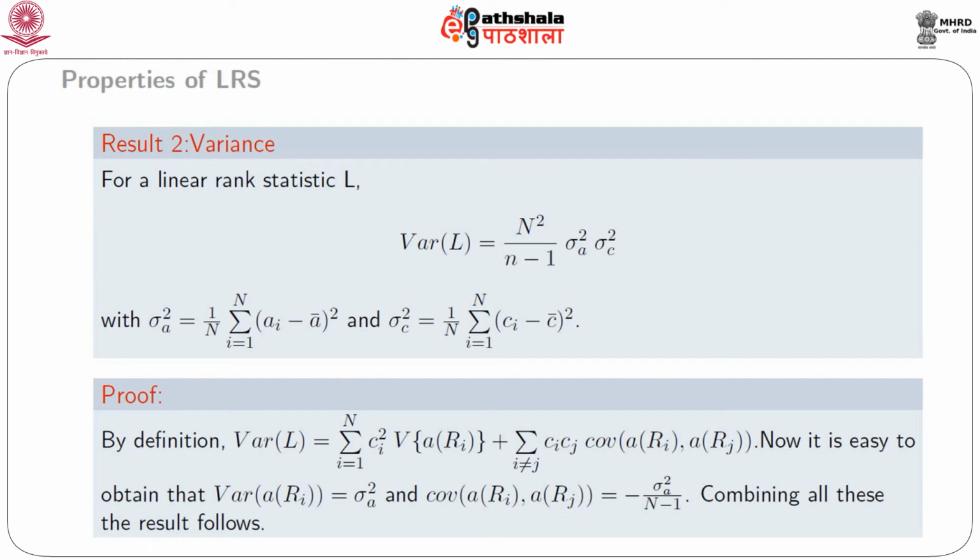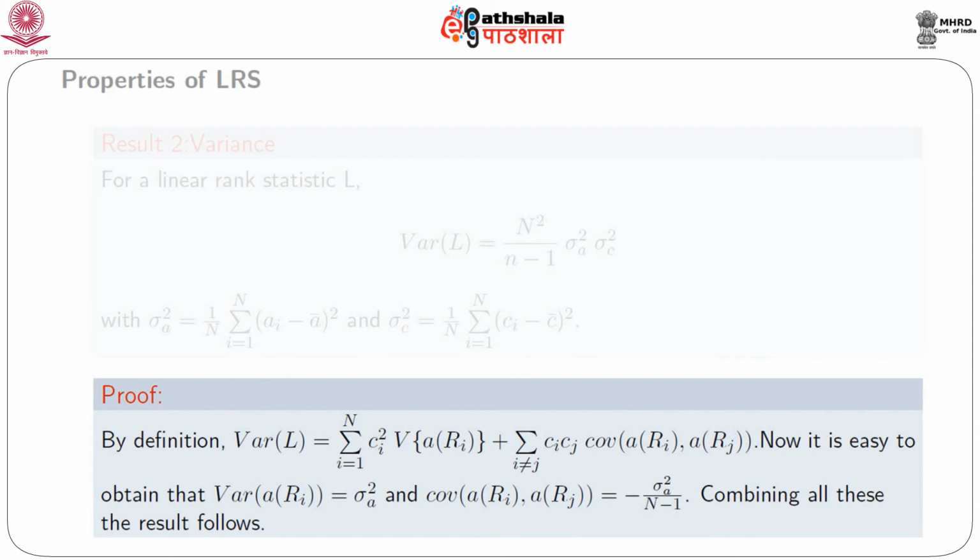Now, observe that the ranks are not independent and L is a function of the ranks. So the different components or different summands of L are therefore correlated. So, we have to take into account that the different components of L are correlated. So, variance of L comes out as summation i from 1 to n Ci square multiplied by variance of A(Ri) plus summation i not equal to j Ci Cj multiplied by covariance of A(Ri), A(Rj).